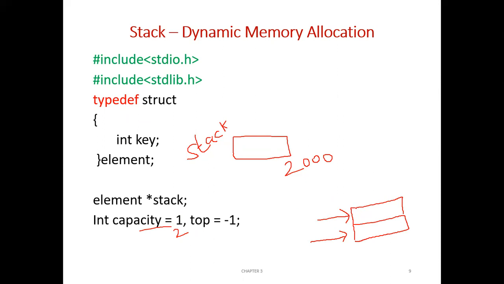But when you push the third element, again the stack is full. So whenever the stack is full, the stack size will be doubled. Previously the stack could hold 2 elements. Now it will become 4. So again, we'll increase the size of the stack in such a way that it can hold 4 elements. Already 2 elements are there. Now it will accept 2 more pushes.